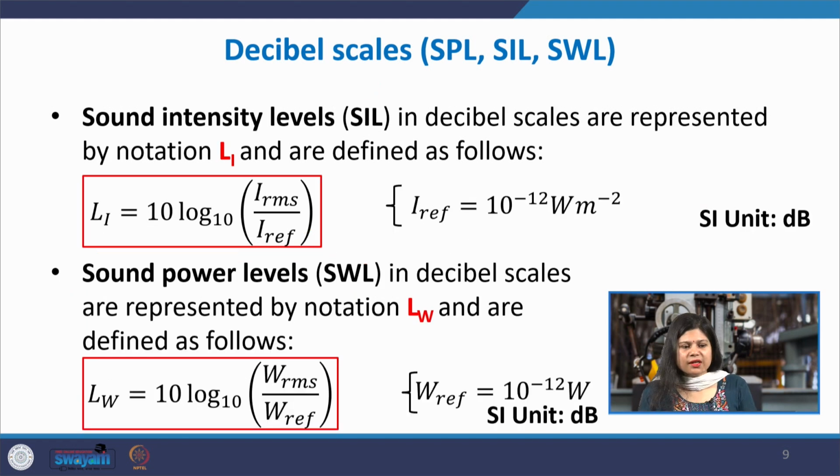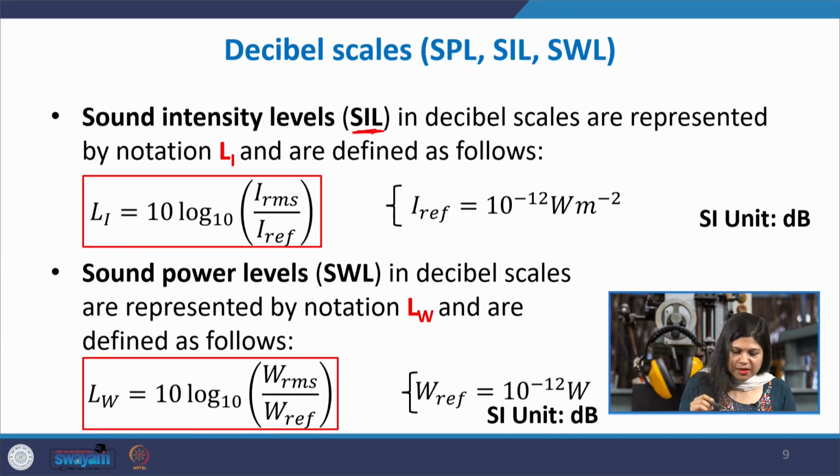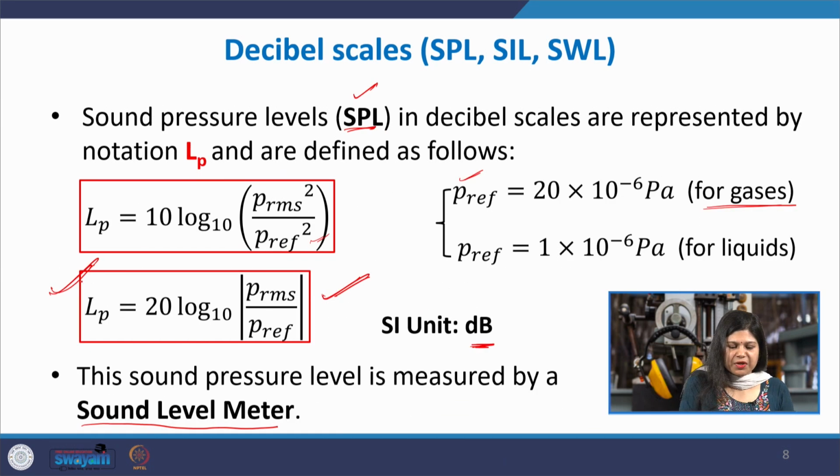Another measure other than sound pressure level is the sound intensity level, SIL, defined the same way as we had here. You see that the sound pressure level and the sound intensity level end up having the same definition. One is expressed in intensity, the other in pressure, and as you can see from this derivation, the same thing derived like this ends up giving this particular equation. So, this equation and this equation are essentially the same. SPL and SIL are essentially the same.